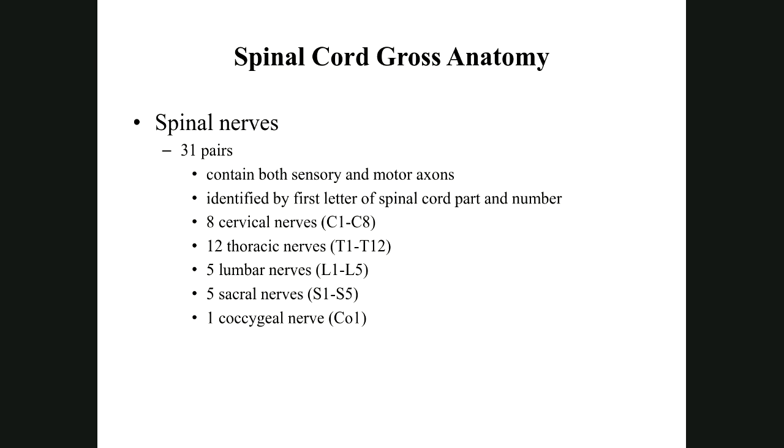There are 31 pairs of nerves coming out of the spinal cord. Again, most of these are named after the vertebrae that they're nearest. So we do have 8, not 7 cervical nerves, 12 thoracic, 5 lumbar, 5 sacral, and 1 coccygeal. We're going to see that a lot of these are going to merge together and form some of those plexuses. So for example, a lot of these lumbar nerves are going to merge together to form the lumbar plexus. Sacral nerves form the sacral plexus.